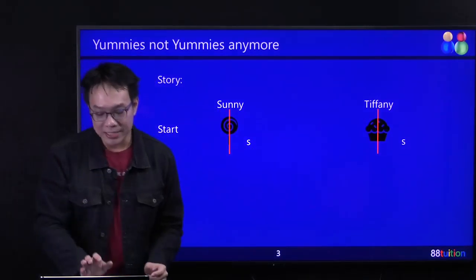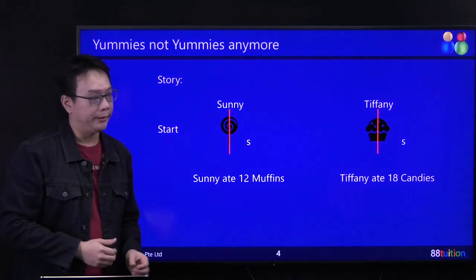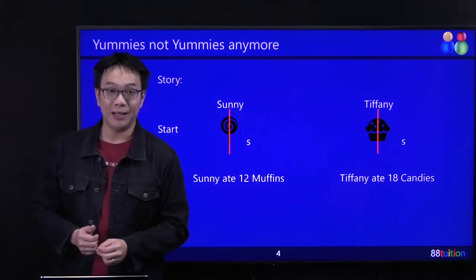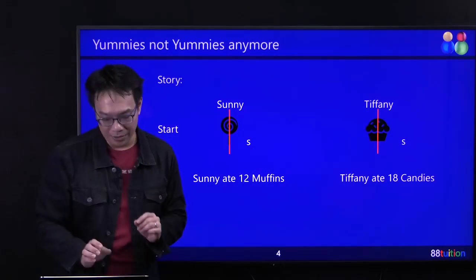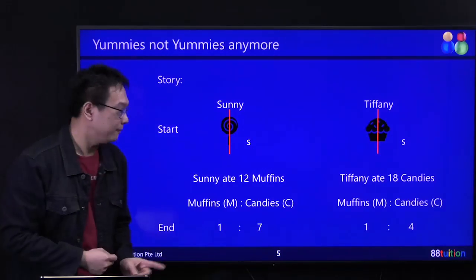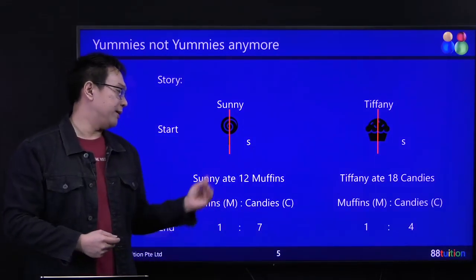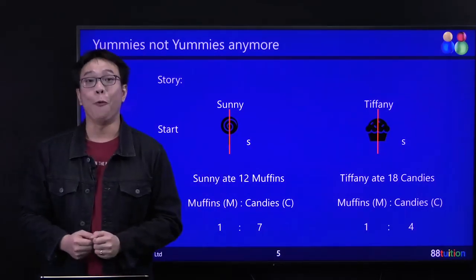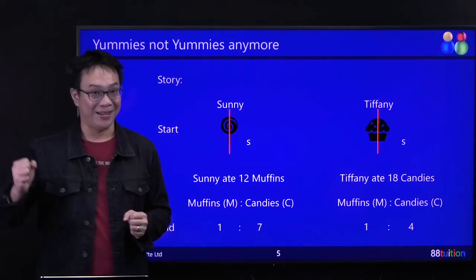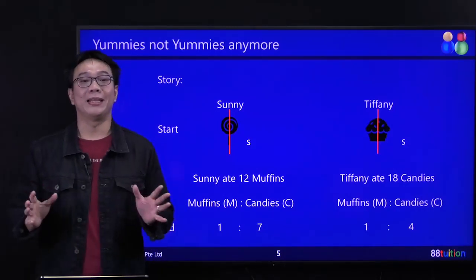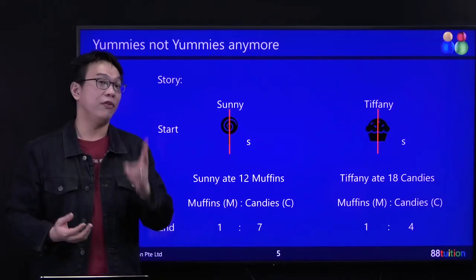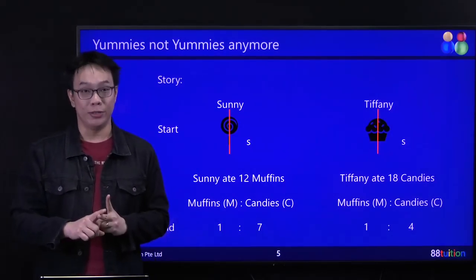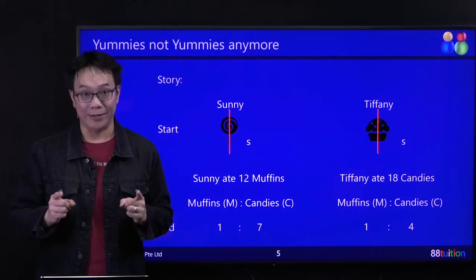Then what happened? They spent their time eating. Sunny ate 12 of the muffins and Tiffany ate 18 of the candies. Is that okay? Then at the end of the day, Sunny's muffins to candies is 1:7 and Tiffany's muffins to candies is 1:4. Got it? Excellent. I'll be attempting this question with two different approaches. Number one is drawing of model, and number two is units and parts. So let's go right now.